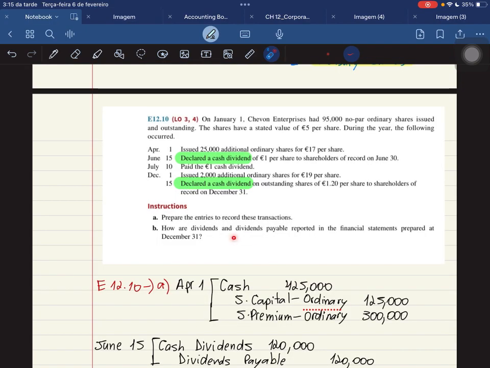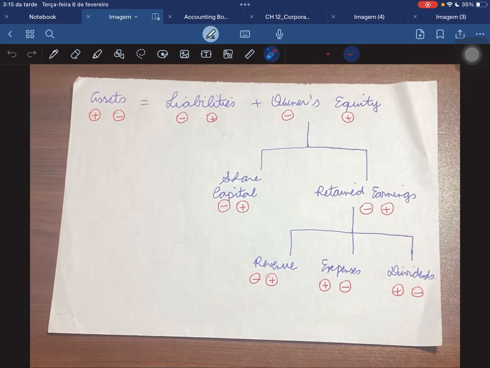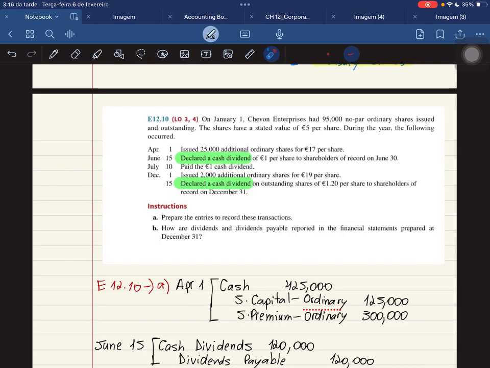Then they ask for dividends payable. Dividends payable, every time you see something payable, that means that you're talking about a liability. So dividends payable are under liabilities. And the statement that has assets, liabilities, and owner's equity is called statement of financial position. So our dividends payable would be presented under the statement of financial position.